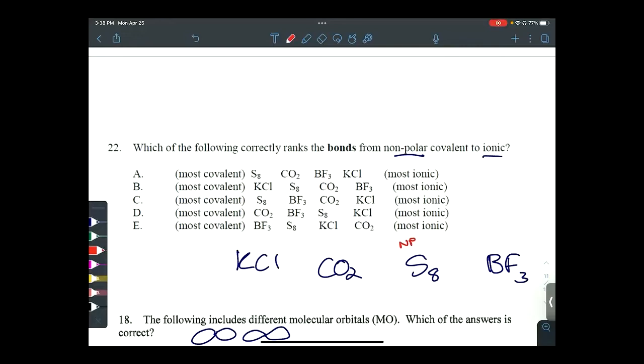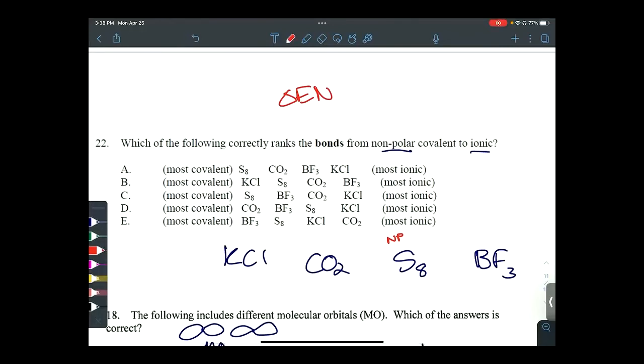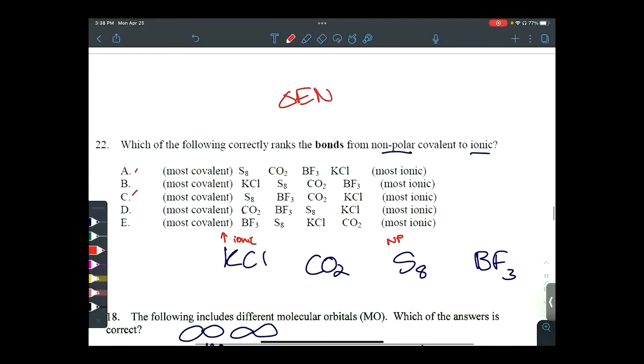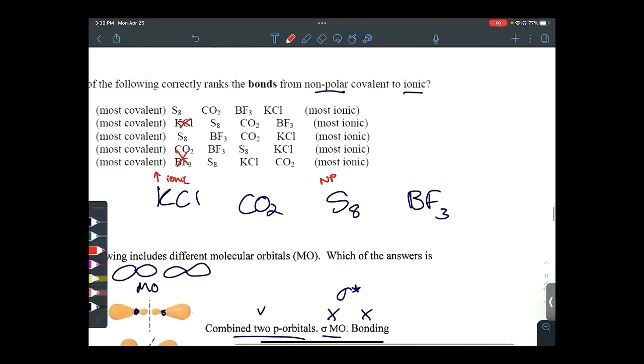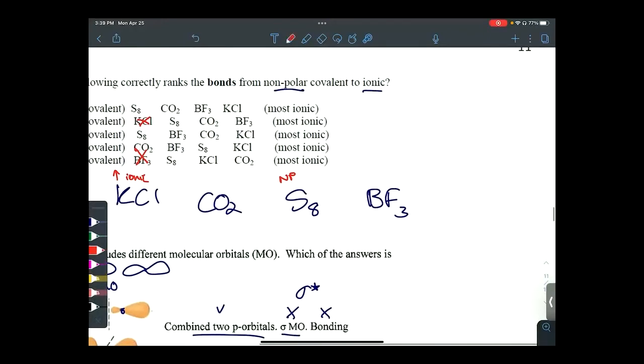It's all the same atom, so when you calculate delta EN, it has to be 0. Versus which one's going to be the most electronegative, therefore the largest delta EN difference, so you have a really high ionic character? Yes, KCl. So this one is ionic. So it is A or C, I think. Those are the ones we've eliminated. It's the middle ones that are weird, CO2 and BF3. So I just locate those on the periodic table.